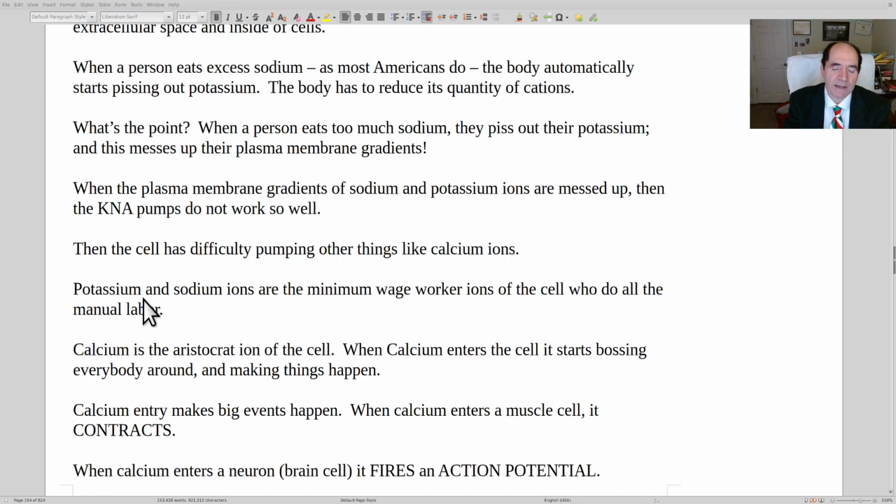You can think of potassium and sodium as minimum wage workers working their tails off all day long, and calcium's like the aristocrat. It comes in and just bosses people around, and it controls the cell. It tells the cell, okay, calcium's in high concentration in the cytoplasm, so the vascular smooth muscle cells lining your arteries will be contracted, and that vasoconstriction from them being contracted will cause hypertension. Okay.